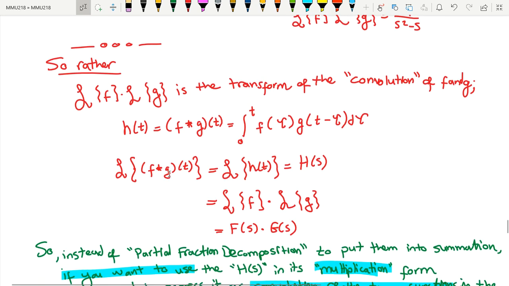So f convoluted with g is going to be h(t), and if you take the Laplace of both sides, then H(s) is going to be the Laplace of h, and the Laplace of f convoluted with g is going to be the Laplace of f times the Laplace of g, so F(s) times G(s). So whenever I see a multiplication, if I do want to go back to the time domain, instead of using multiplication in the time domain, I need to use convolution.